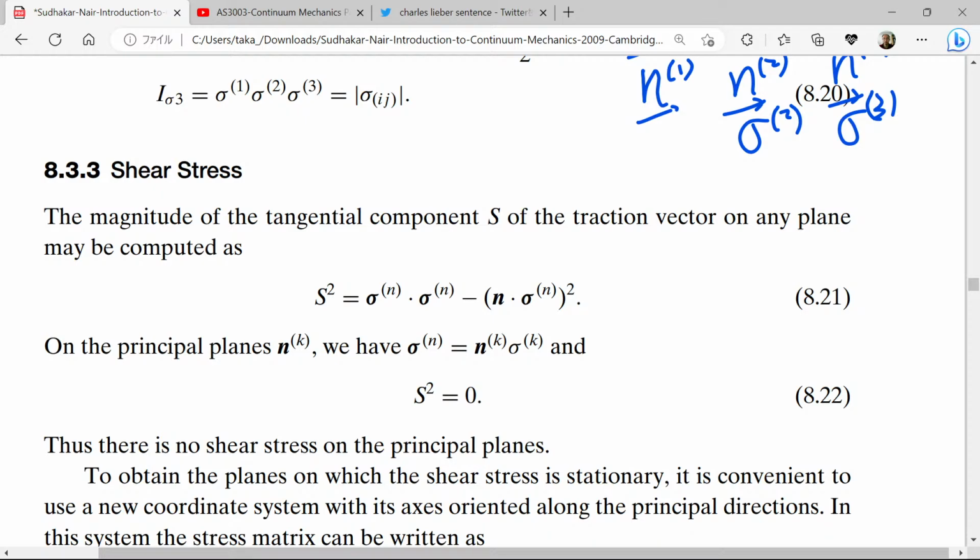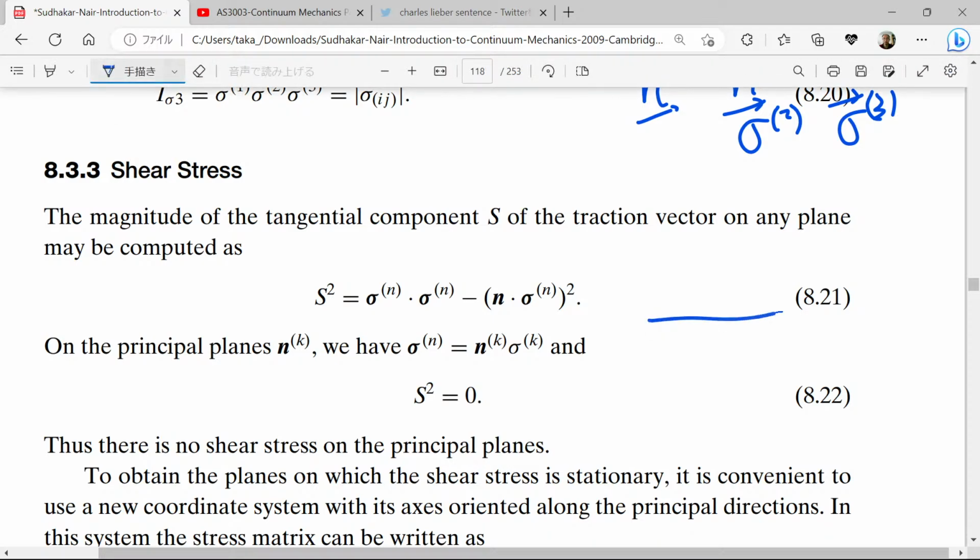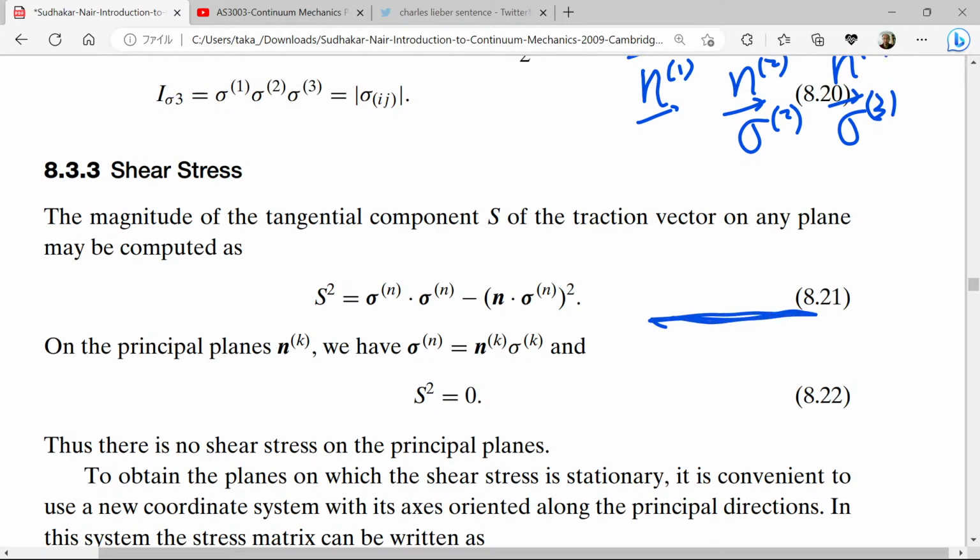So the magnitude of the tangential component S of the traction vector on any plane may be computed this way. How do you do this? You can consider some vector. So this is a plane, then you have a vector like this, which we call sigma, for example. Sigma is a vector.